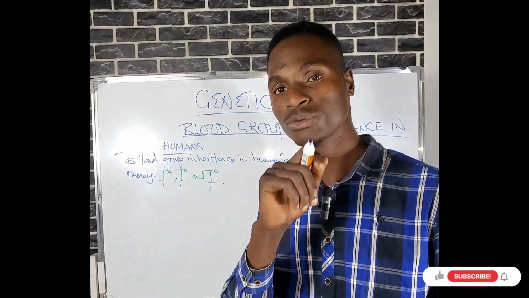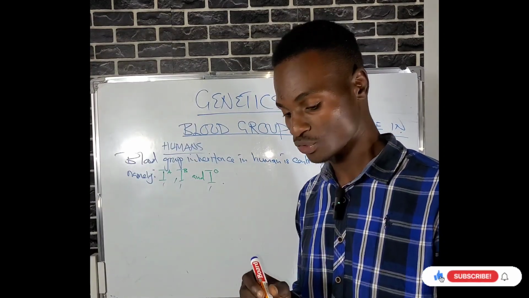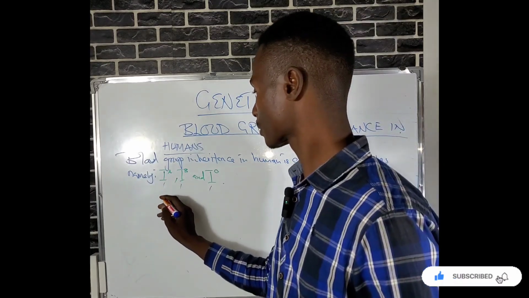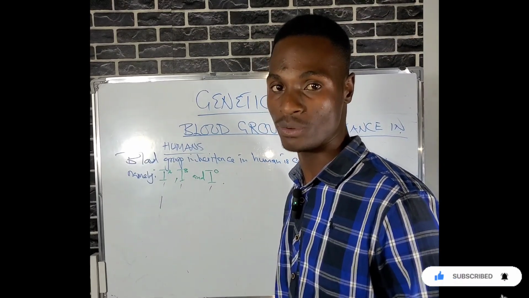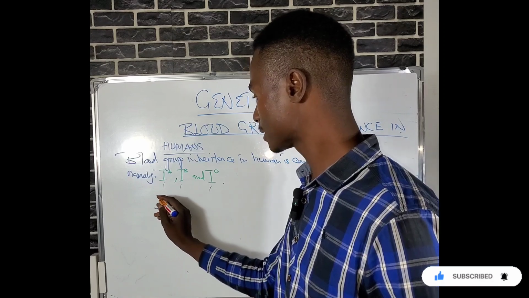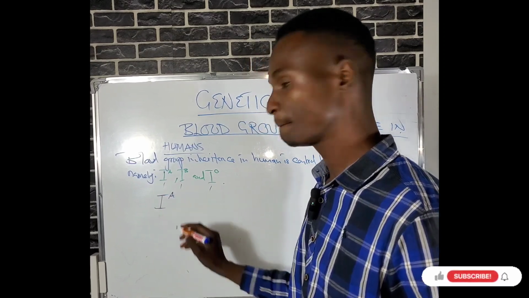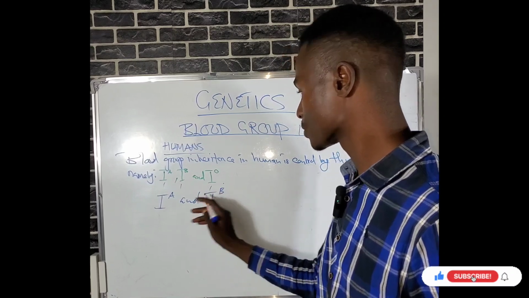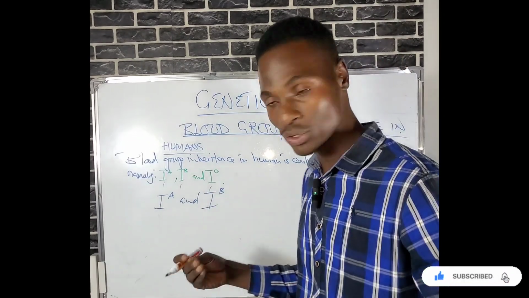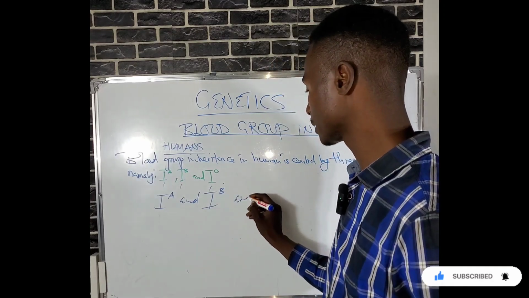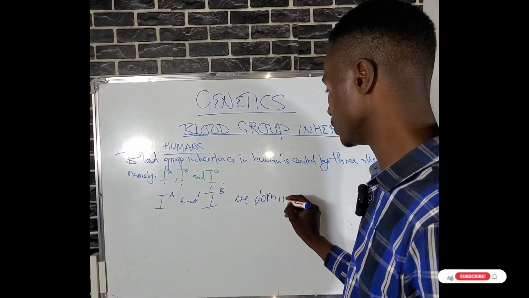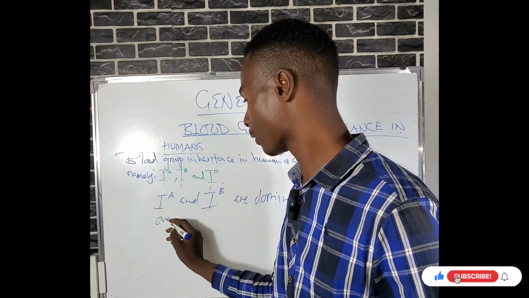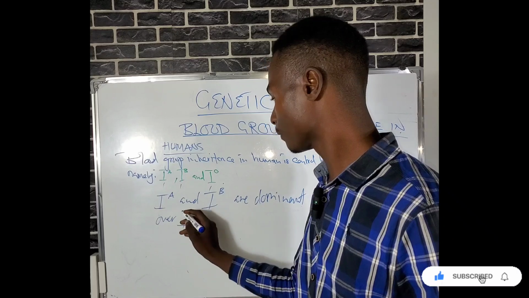The other information that you need to know when it comes to blood group inheritance in humans is the dominant and the recessive allele. Know that allele A and allele B, so A and B, are dominant over blood group O, over allele O.